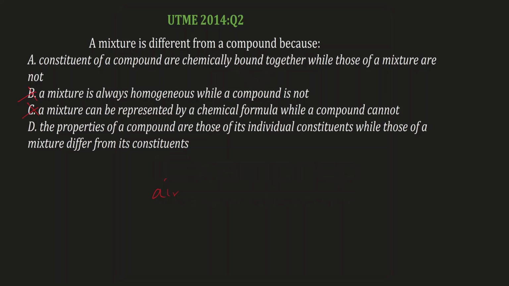Option D, the properties of a compound are those of its individual constituents, while those of a mixture differ from its constituents. This option is also wrong because the properties of a compound are not those of its individual components. Take for example, the components of water are hydrogen and oxygen. Hydrogen is gaseous at room temperature. Oxygen is also gaseous at room temperature. But water is not gaseous at room temperature, which means that the properties of a compound are not those of the individual constituents. In fact, this statement is the opposite.